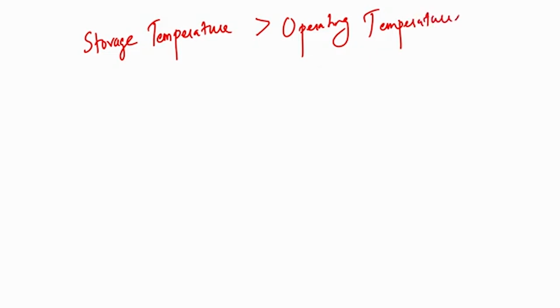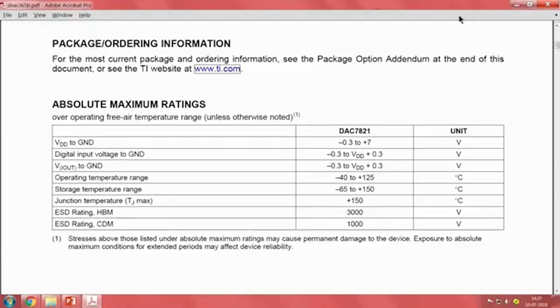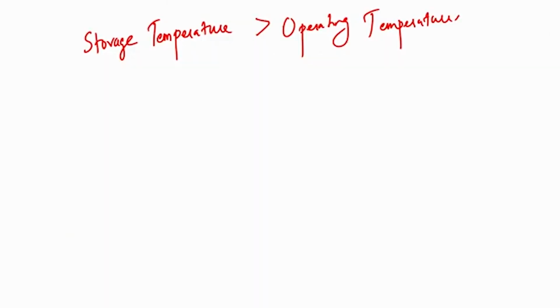Okay. So, most of the ICs will be designed like this. You can open and check any data sheet you want, it will be like this, storage temperature will be higher than the operating temperature. Okay. So, that is storage temperature. Junction temperature, that is plus 150. What is junction temperature? Junction temperature is a concept from VLSI.